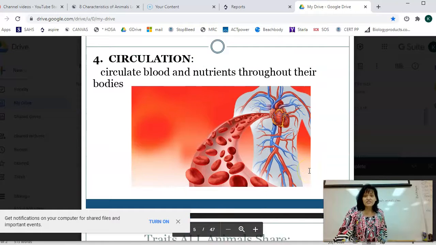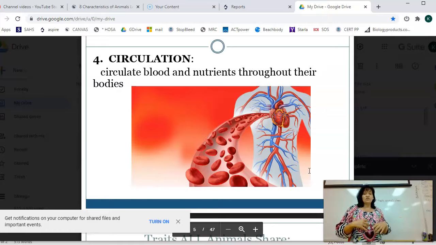Next one is circulation. So somehow all animals have a way to circulate some type of blood or nutrients throughout their bodies, okay? We've got some very simple animals that do it in very simple ways, but somehow nutrients get all around that body, okay? So you can do this any way you want.